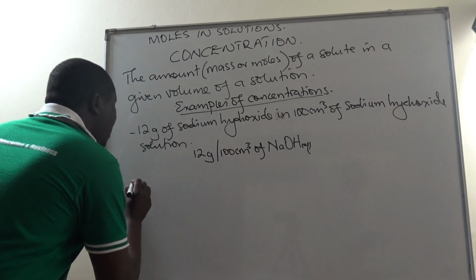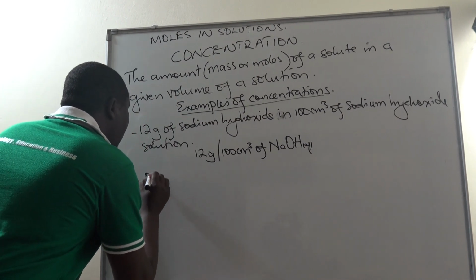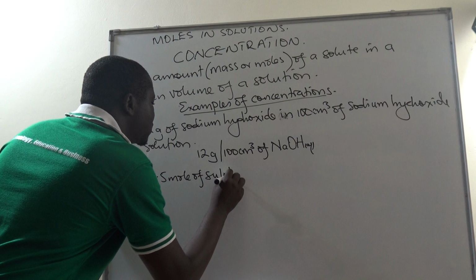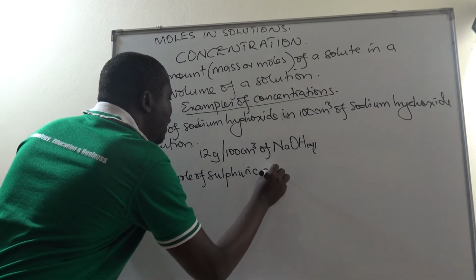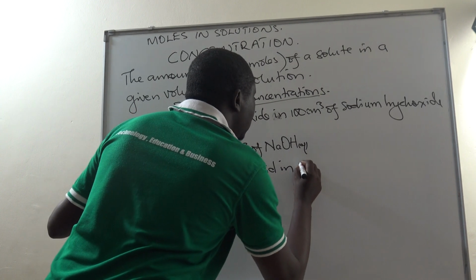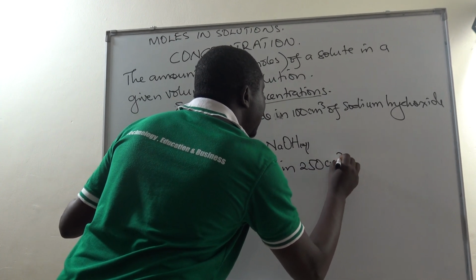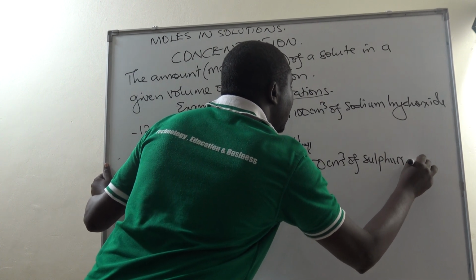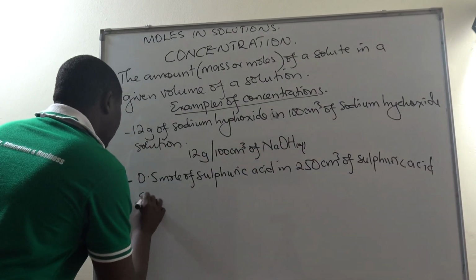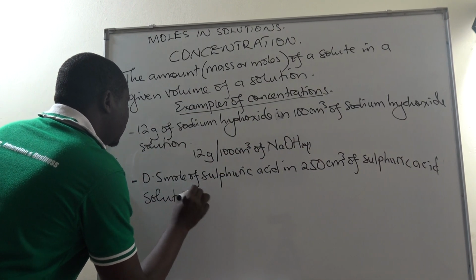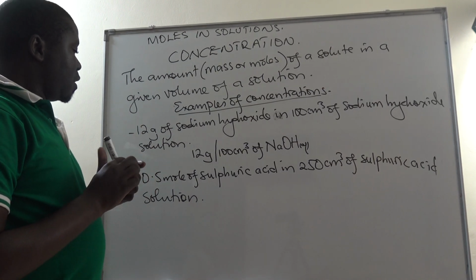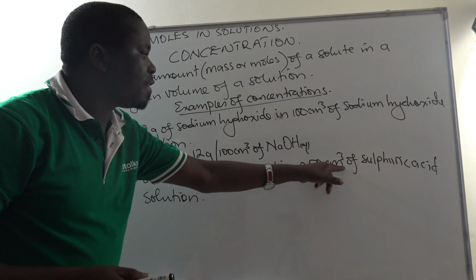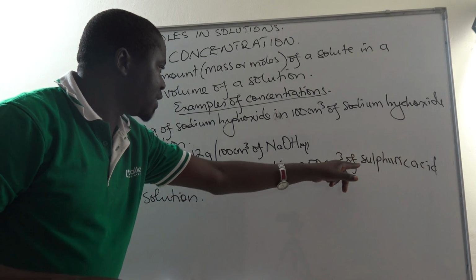Can we also try to look at it in terms of moles? I can have 0.5 mole of sulfuric acid in 250 cubic centimeters of sulfuric acid solution. So, in this case, we have 0.5 mole of sulfuric acid in this volume, 250 cubic centimeters of the solution of sulfuric acid.